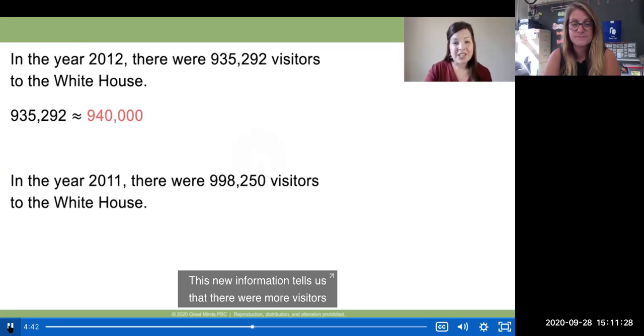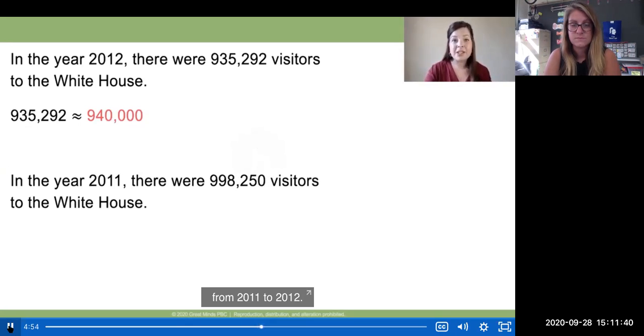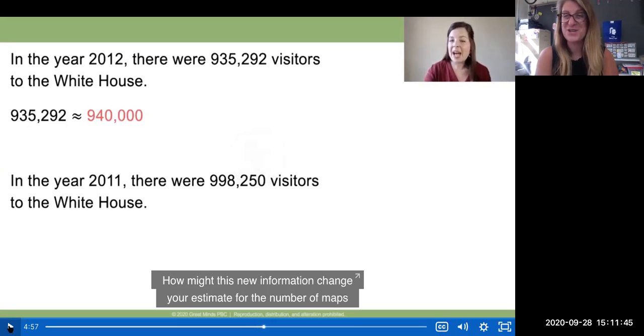This new information tells us that there were more visitors to the White House in 2011 than in 2012. That means that the number of visitors decreased from 2011 to 2012. My question for you is, if we used the number that we rounded to the 10,000th place, 940,000, if we made that many maps, but we had the number of visitors in 2011, would we have enough maps?